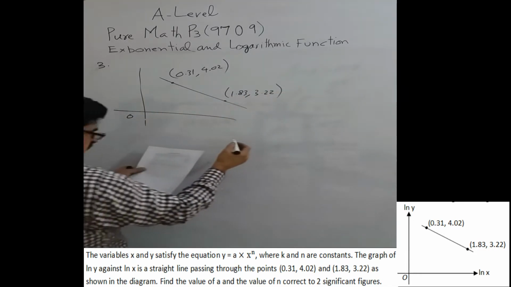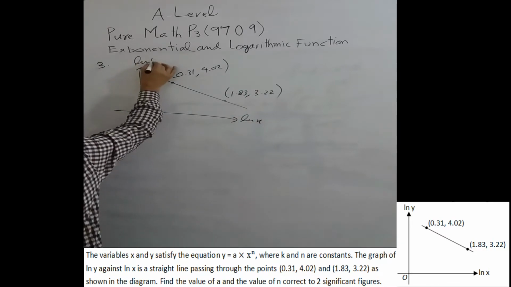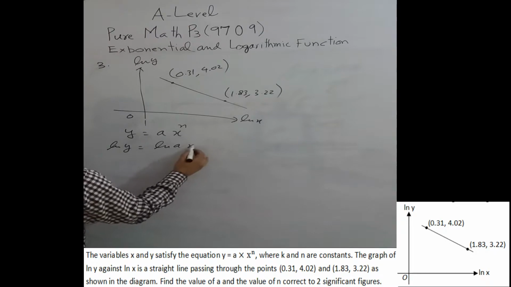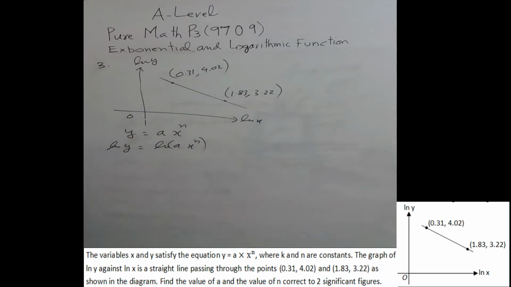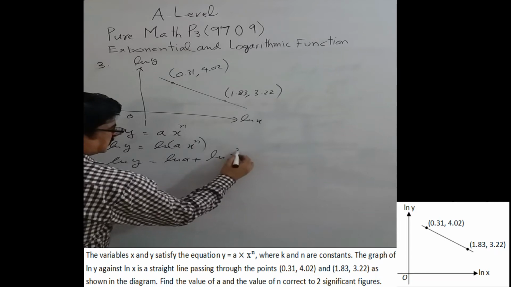Now see that here we have not x, it's ln x, and here you have ln y. Now we are given that y is equal to a into x raised to the power n. The graph passes through this. You can see the statement. We have to find the value of a and n correct to 2 decimal places. Now taking log on both sides, we have to do this step. First we have to transform this equation into linear form. Now we have ln y is equal to ln a plus ln x raised to the power n.